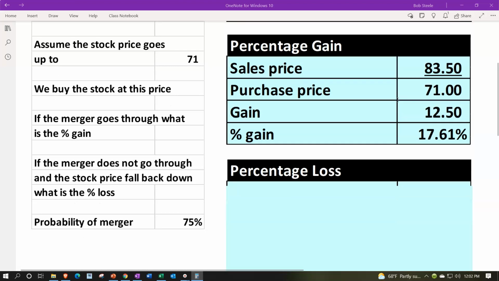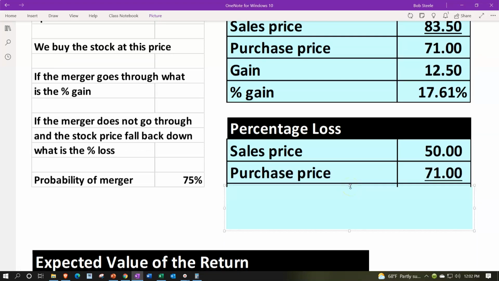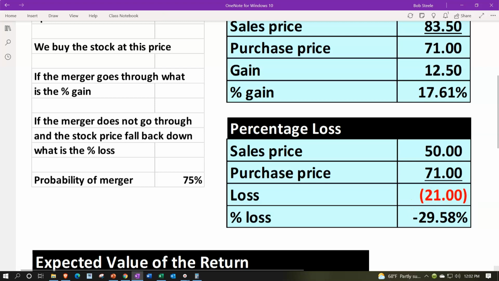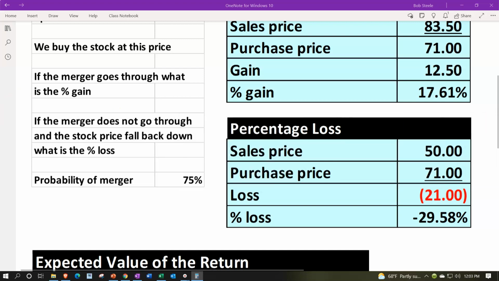So now we're going to say, what would happen if it didn't go through? We'd have the sales price of 50, and the purchase price, assuming we sell here, is the 71. The difference between the two would be a loss of $21. Once again, 50 minus the 71 is negative 21, and dividing by the 71 gives us 0.2957, or about a 29.58% loss.